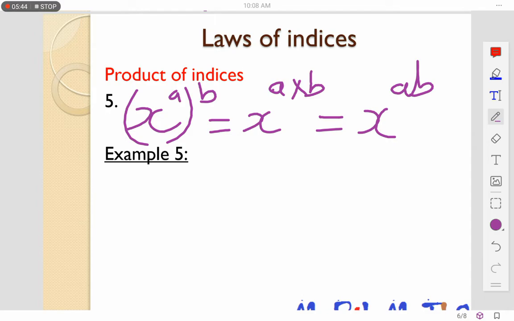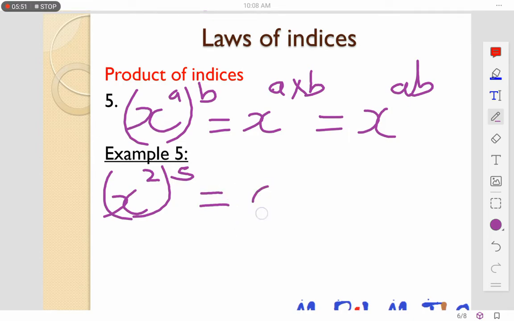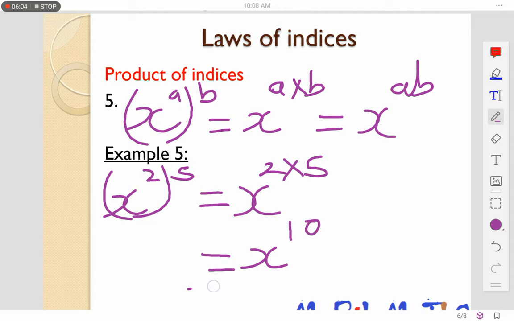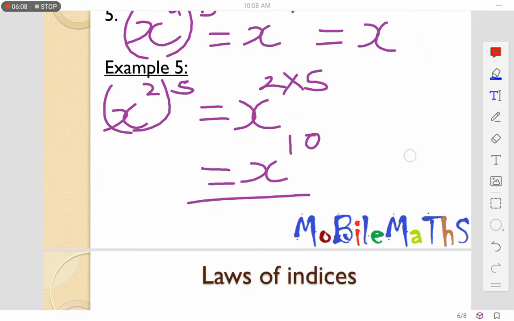Let's have an example. x to the power of 2, and 5 outside. We can have, in this case, x to the power of 2 times 5. What do we get? 2 times 5, we get 10. So we have got x to the power of 10. That's our solution there. Let's move on to fractions.